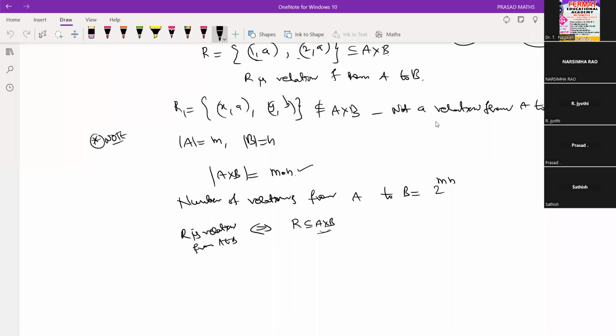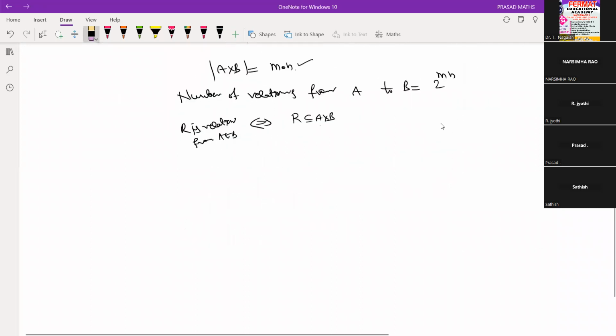Therefore, the number of relations from A to B is 2 power mn. That's the idea. To find a relation, it's enough to find a subset of A cross B. A cross B contains mn elements, so the number of subsets is 2 power mn. This is the cardinality of A cross B and the number of relations from A to B. And let us discuss the types of relations.